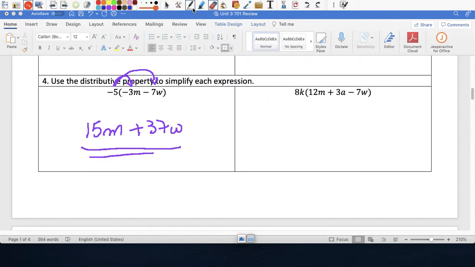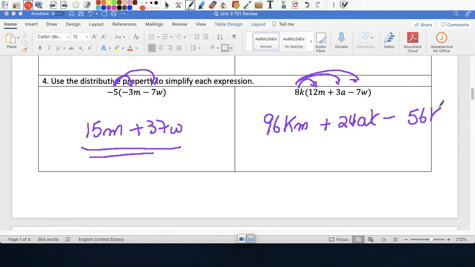Next one. Distributive property. 8 times 12 is 96k. Don't forget the letters. Plus 8 times 3 is 24, and we're going to do the letters in alphabetical order, right? Minus, because a positive times a negative is a negative. 8 times 7 is 56, and then we put the K and W. Are there any like terms? Can I combine this with this or this? No, they are all different.